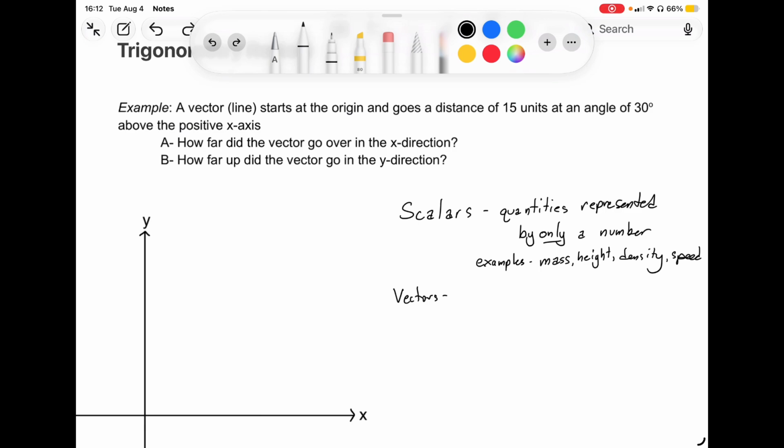So if we take your mass, you have some amount of mass in you, and that mass doesn't have any direction to it. And direction, a little bit of spoiler, has to do with vectors. So if we have a physical quantity that's represented by just a number and no direction to it, then what we have is a scalar. So again, an example is mass, because your mass has no direction.